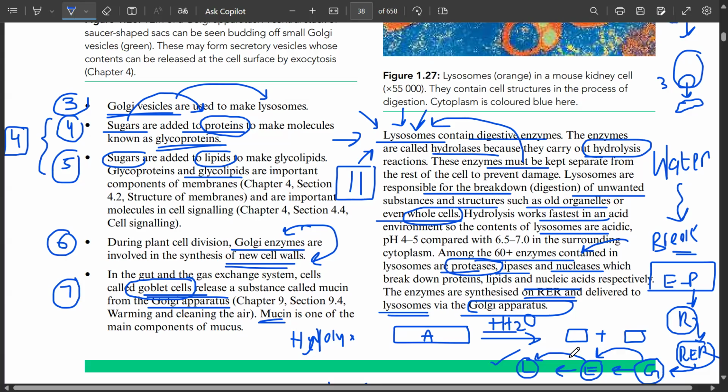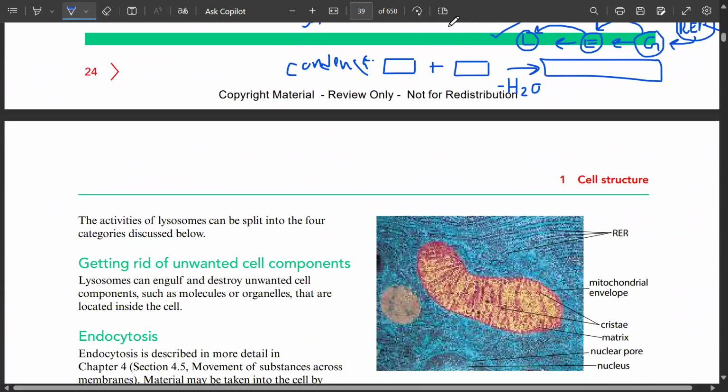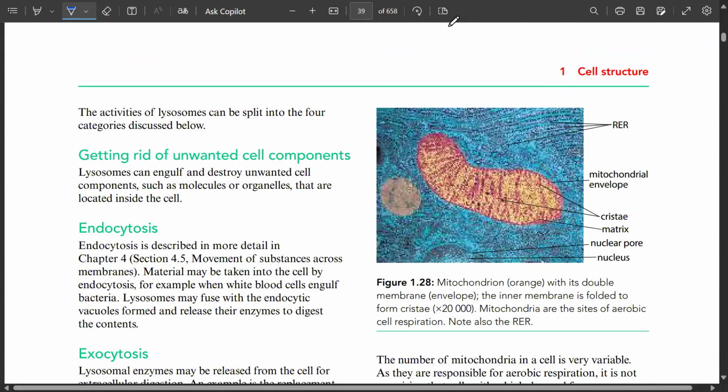Function of lysosomes is it contains those enzymes that can break down old organelles that the cell doesn't need anymore. Or even some of the pathogens that are unwanted by the body.